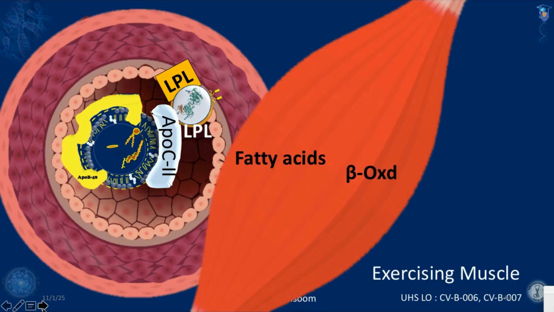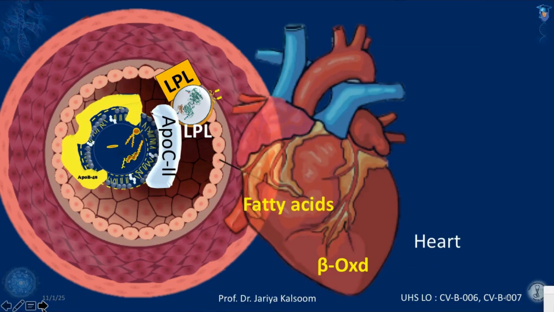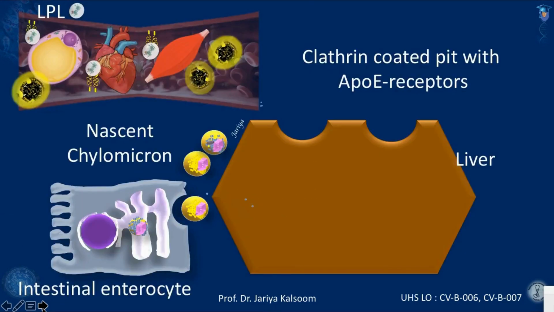So, here you can see that the TAG is sequestered into the adipose tissue. The fatty acids and glycerol resynthesize the TAG. Same happens in the exercising muscles. Lipoprotein lipase sequesters the hydrolyzed TAG, and that is resynthesized. And as for the heart muscle, it depends on fatty acid oxidation as the main source of energy. So, here also the lipids are sequestered inside the heart muscle.